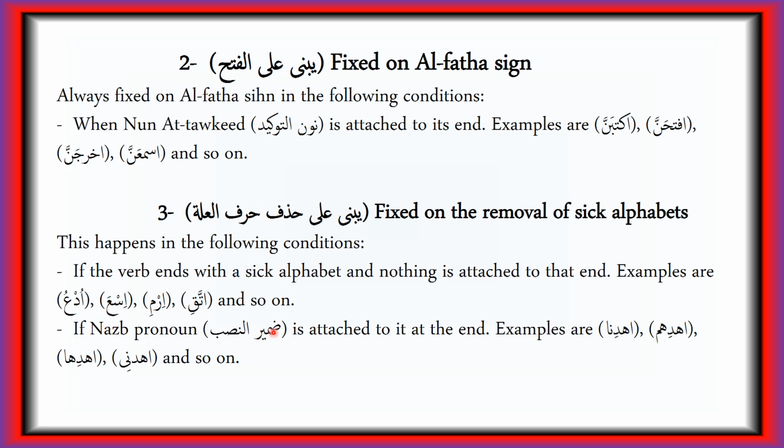If the nasb pronoun, damir nasb, is attached to it at the end, examples are ihdina, ihdihim, ihdiha, ihdini, and so on. As you can see, damir nasb is attached to their end. For example, ihdina and ihdihim have damir nasb attached to their ends, so they are mabni ala hadhf harf al-illa.